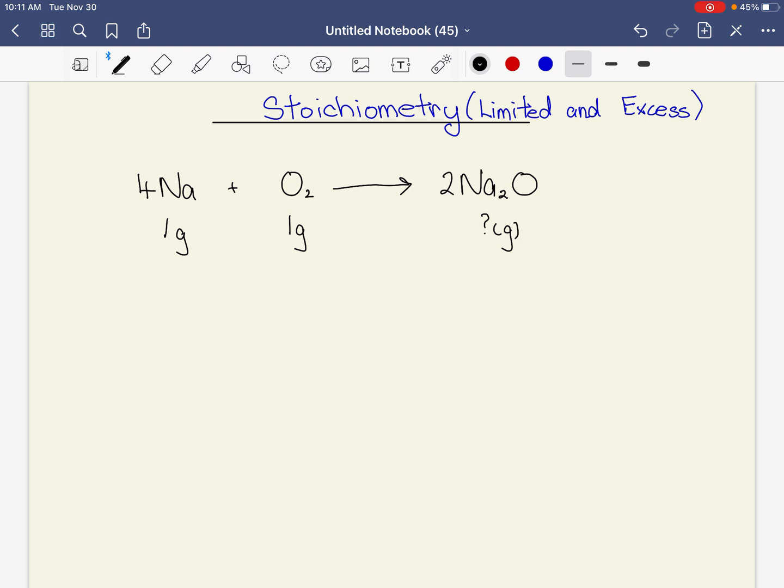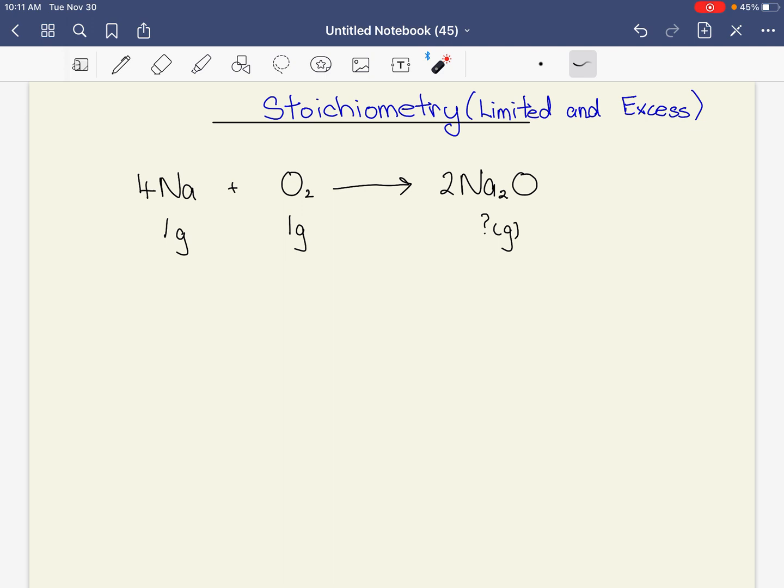Now you may be thinking, yo, the other lesson, what am I talking about? That law of conservation of mass says that the sum of the reactants equals the sum of the products. So, hey, 1 gram plus 1 gram, 2 grams, booyah! If that's the case, lesson's over. I mean, done. But of course that's not how it works.